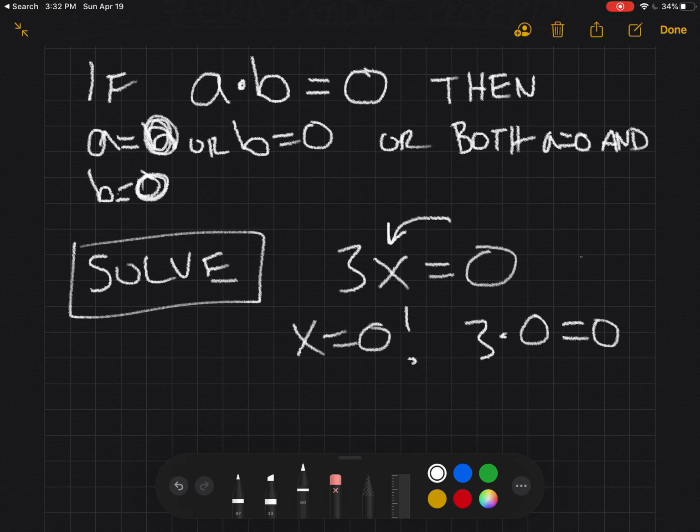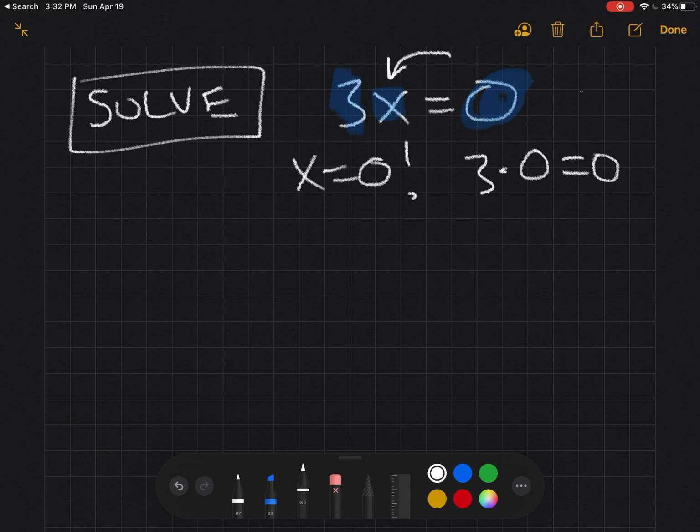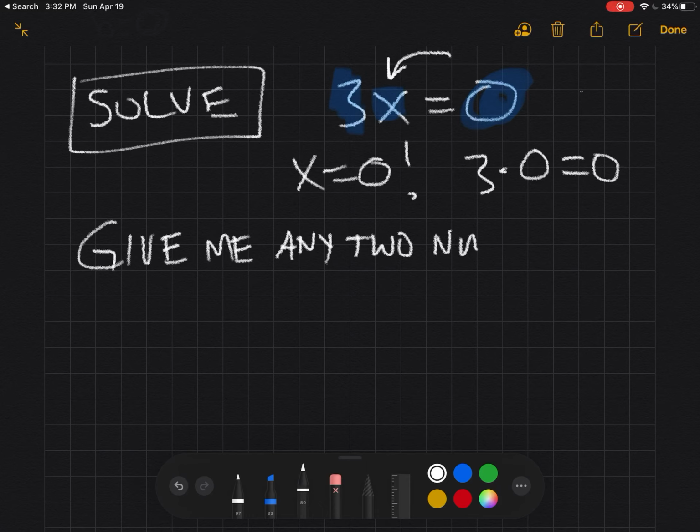And I think you guys already know this, because imagine if I asked you to solve this following equation. And I said 3 times x is equal to 0. Most of you automatically would say x is equal to 0, because you know 3 times 0 equals 0. That's because no matter what x is, if I multiply these two numbers, 3 and x, and my answer is 0, one of those factors has to be equal to 0.